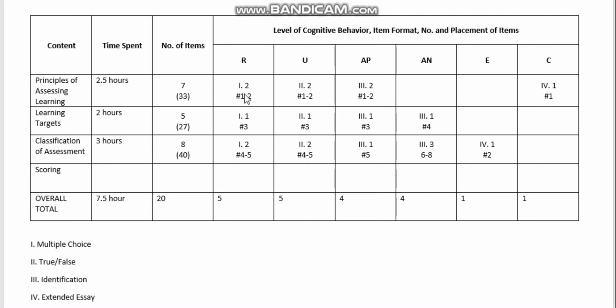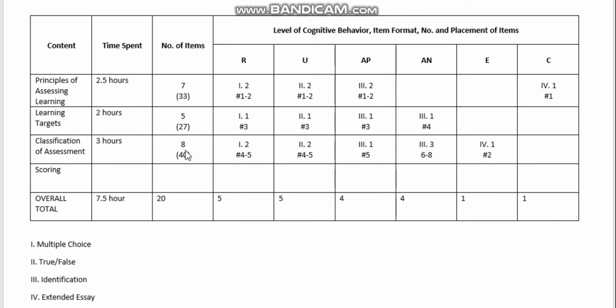So since we have here 1 to 2 already, we have here number 3 as our placement of the item. And for understanding, we have here test 2, which is 1 item, which is all about again learning targets. So we have number 3, so on and so forth. We have here 3, and for analysis we have here number 4.